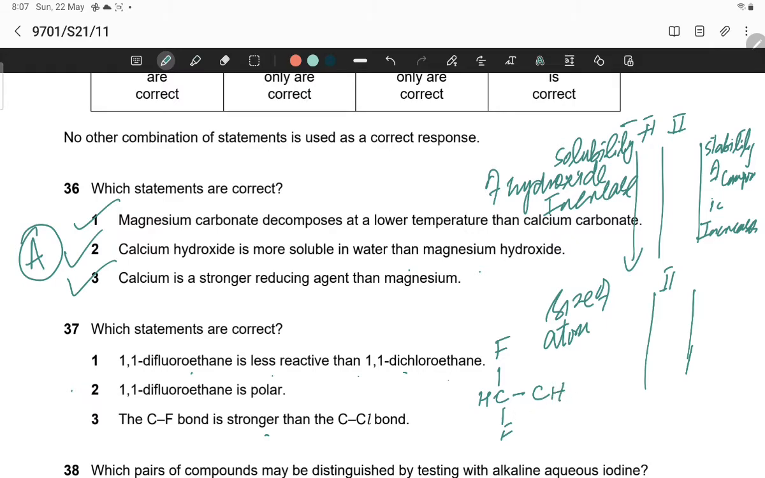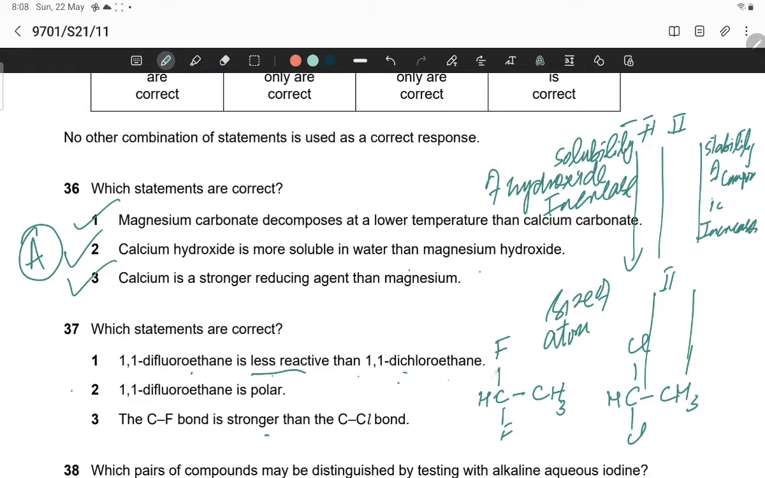This is 1,1,2-difluoroethane, and this is the same structure. Instead of chlorine, this has fluorine, CH3. So it is less reactive than the 1,1,2-dichloroethane. The CF bond is a stronger, more stable bond than the CCl bond.